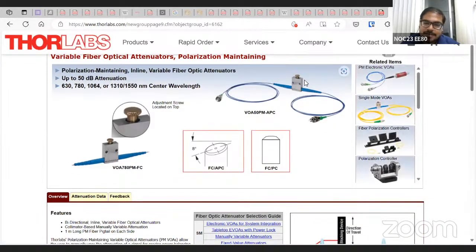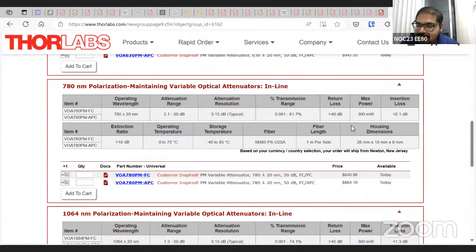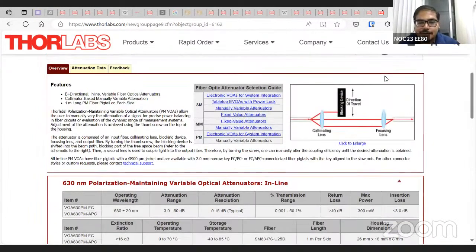For example, this is a variable optical attenuator. This is a manual VOA. So you turn this screw and it will affect the attenuation. And they cost nearly $1,000 per component.